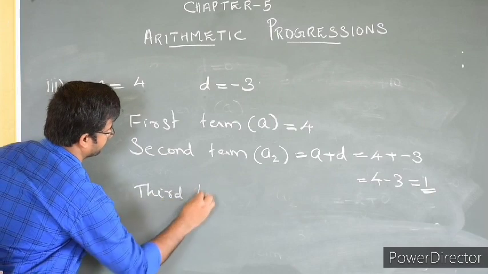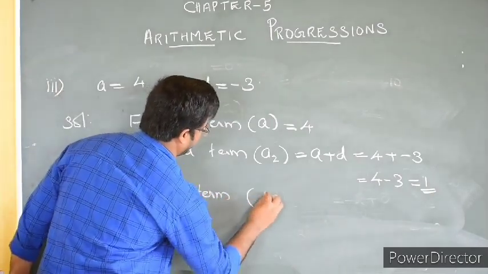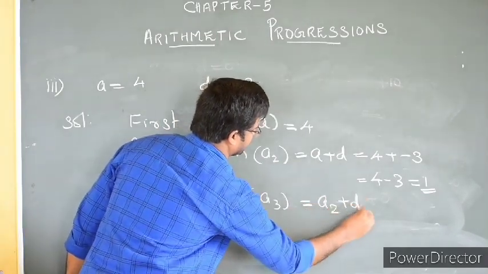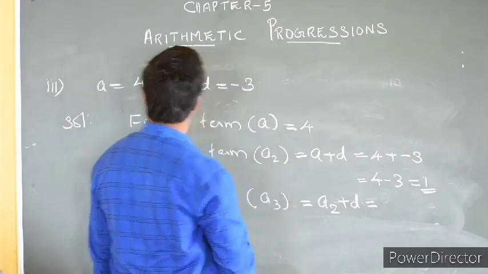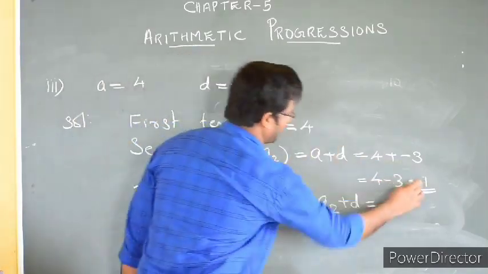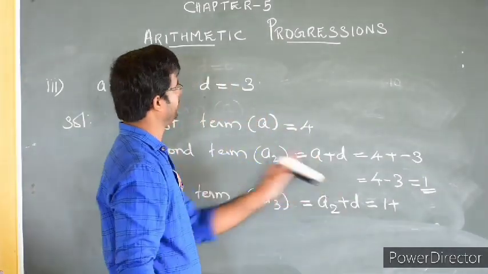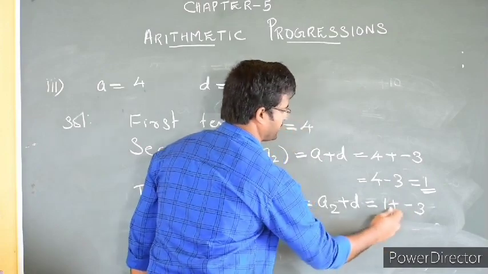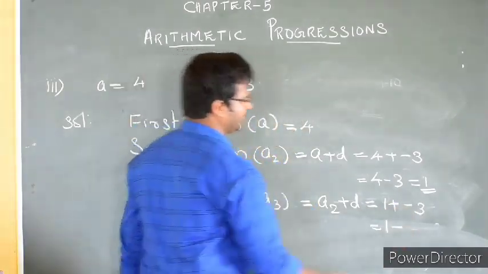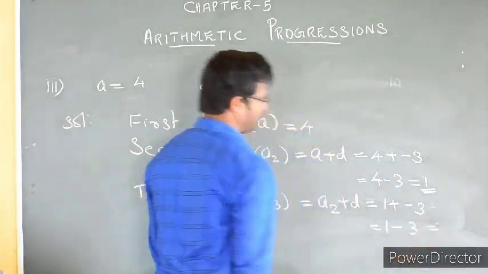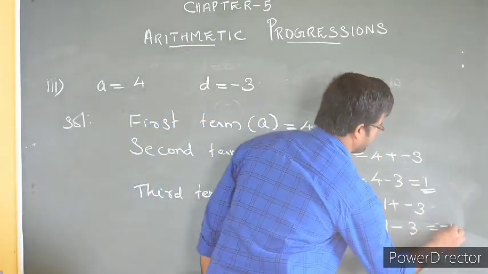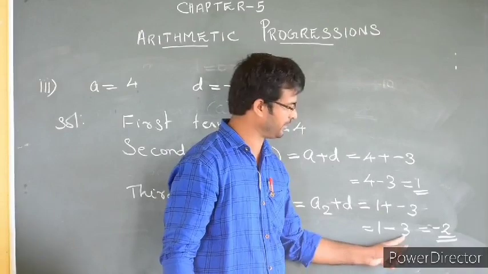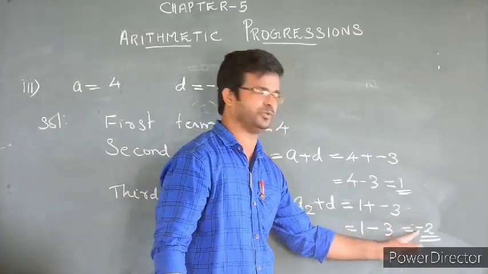Then third term A3. A3 means A2 plus D. Second term plus common difference. A2 already got it. A2 is 1 plus D. D means minus 3, equal to 1 plus into minus, plus and minus together means minus, equal to 1 minus 3. 1 minus 3 is minus 2. 3 minus 1 is 2. In here 3 is the big number, that sign is minus. That sign only we can use in the answer.